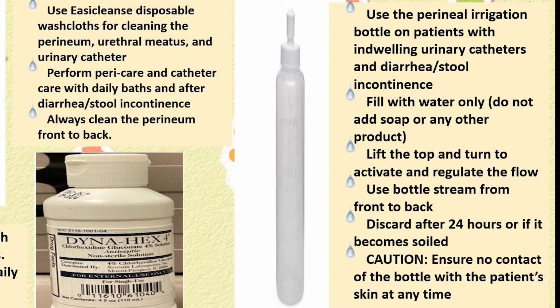The use of the perineal irrigation bottle will promote the mechanical removal of stool and fecal materials through the use of water, and this will help facilitate the thorough cleansing of the peri-urethral area. To use the peri-irrigation bottle, we should fill it with water only. Do not add soap or any other product.